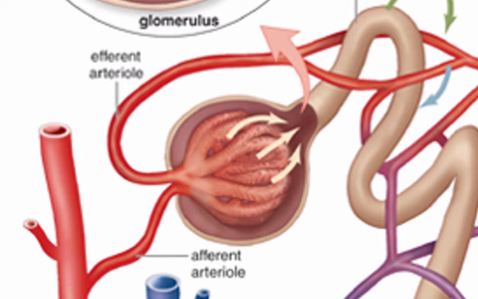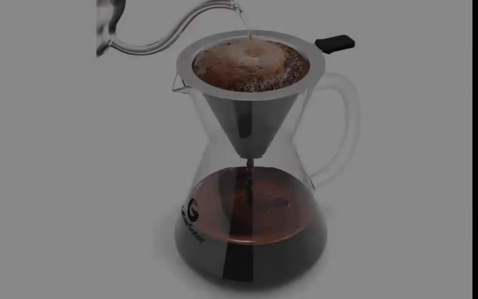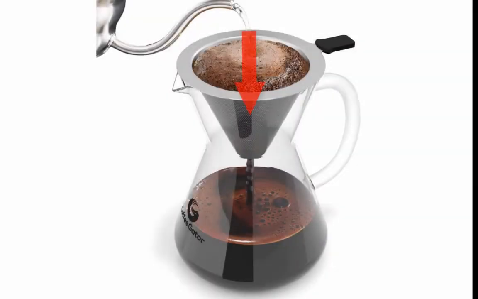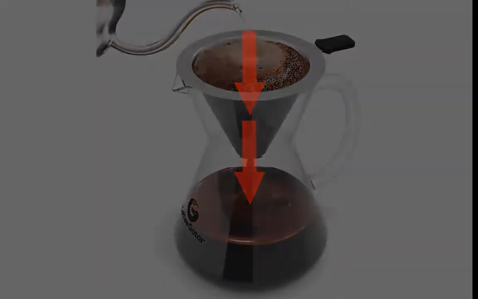This forces the small components of blood, such as water, salts, urea, and whatever else is small enough to fit through the wall of the capillary bed, into the opening of the Bowman's capsule. This process is called glomerular filtration, where the capillary wall effectively acts as a filter. This is similar to pouring water through a coffee filter. The water will dissolve small bits that are small enough to fit through the paper to make coffee.